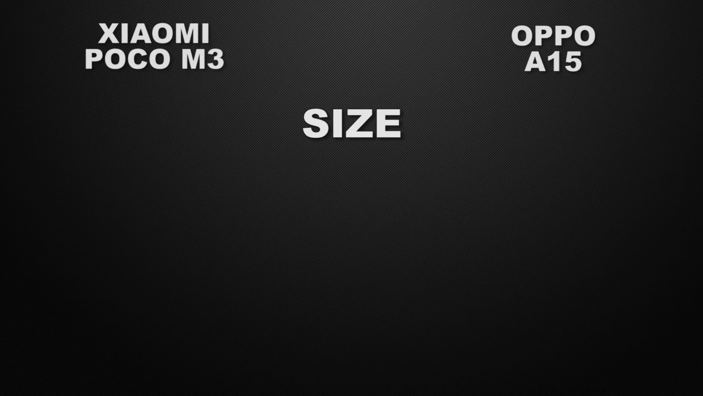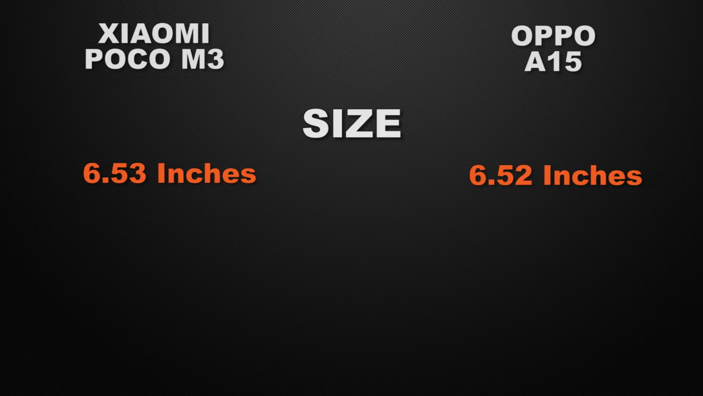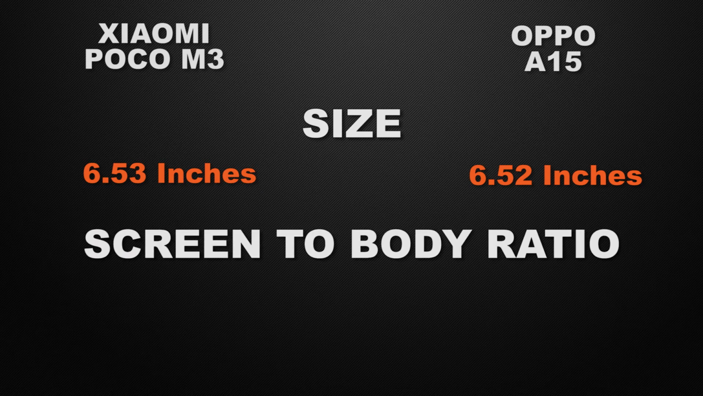Moving to the display of the devices, let's talk about the screen size of the devices. M3 has a 6.53 inch display. On the other hand, Oppo A15 has a 6.52 inch display. So I will call it a tie here because both of the devices have approximately the same screen size. And about the screen to body ratio, Poco M3 has 83.4% whereas A15 has 83%. So it's a tie here because both of the devices have approximately the same ratio.